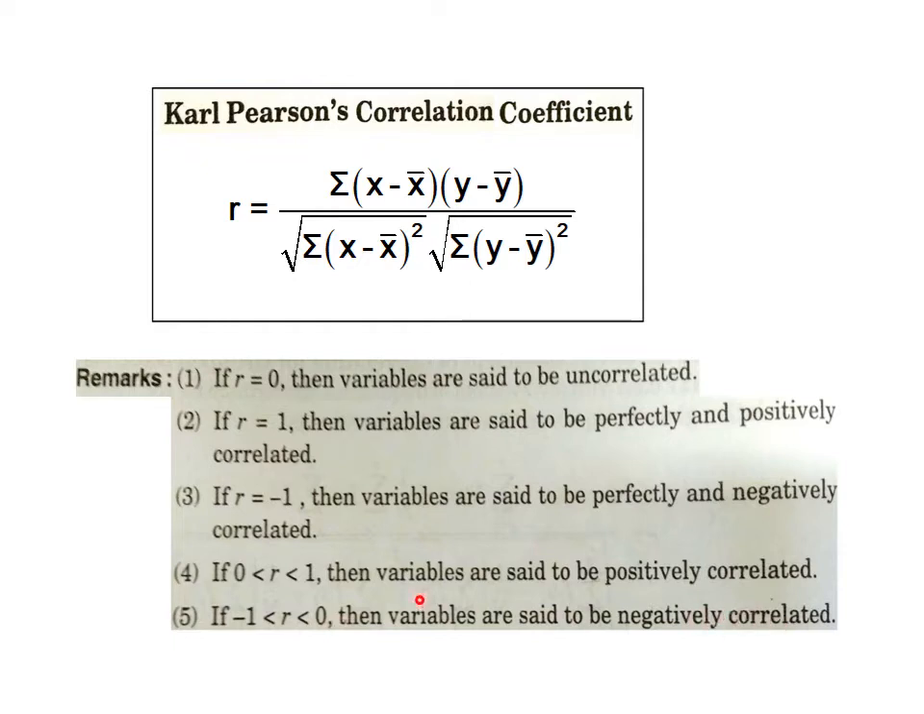One more important thing is that r never crosses the limits of the closed interval minus 1 to 1. Meaning r has to be either minus 1 or plus 1 or a value in between minus 1 and plus 1.